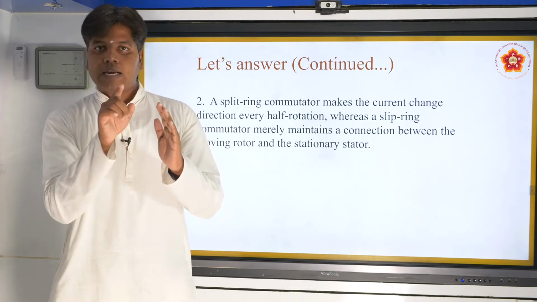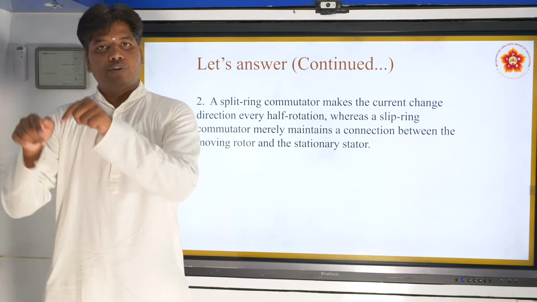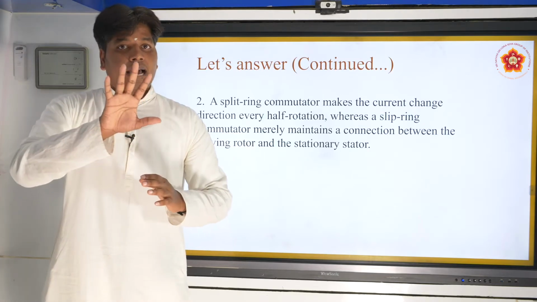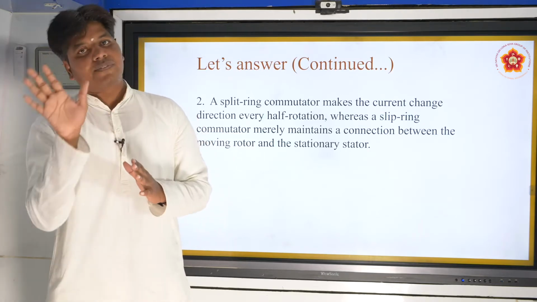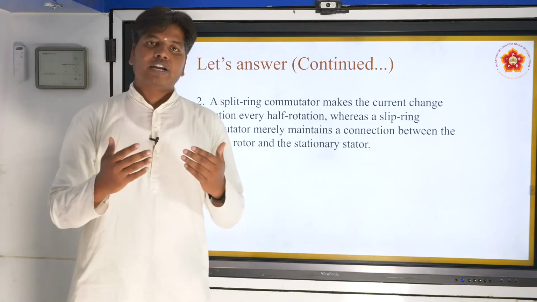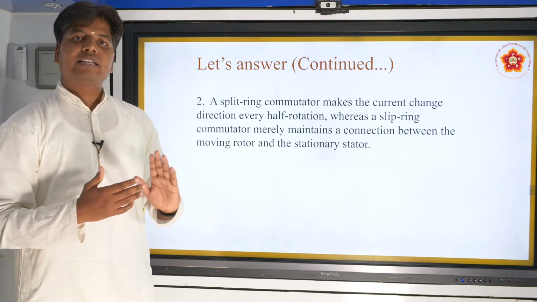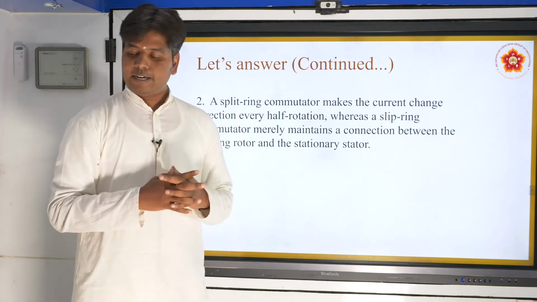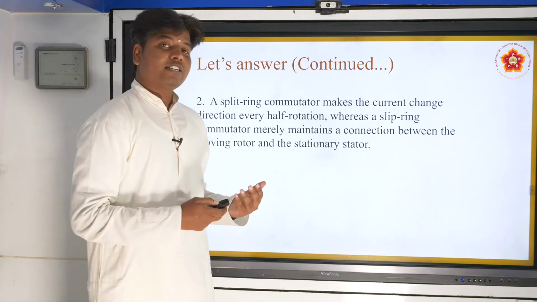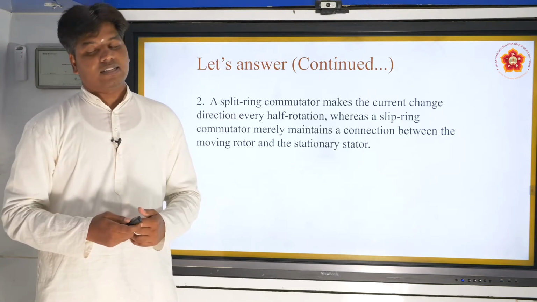If the coil is coming up, I am inducing current in this direction. If the coil is going down, I will induce the current in the other direction. So the split ring helps in reversing the direction of the current. So with these two questions, we also recapped all the topics which we discussed in the last session, right? Now let us go to the interesting topic which we discuss in this section, that is called domestic circuits.